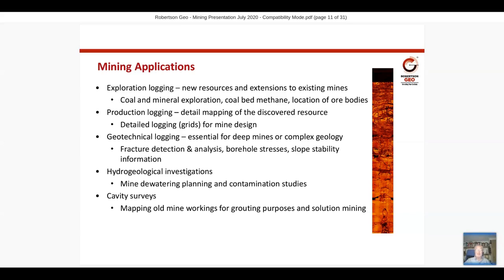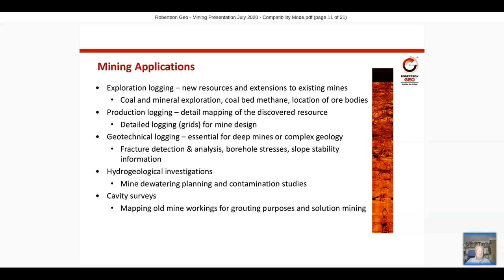From production logging, the next phase we would see would be geotechnical logging, especially in deep mines, or where we have complex geology with heavily fractured formations, borehole stress, and also we would get an indication of slope stability information from some of the combination of tools that I'll come on to. Then hydrogeological investigations, obviously mine dewatering planning, water within mines, where does the ore body sit in relation to aquifers? This can all be defined by some of the geophysical logging tools that we use.